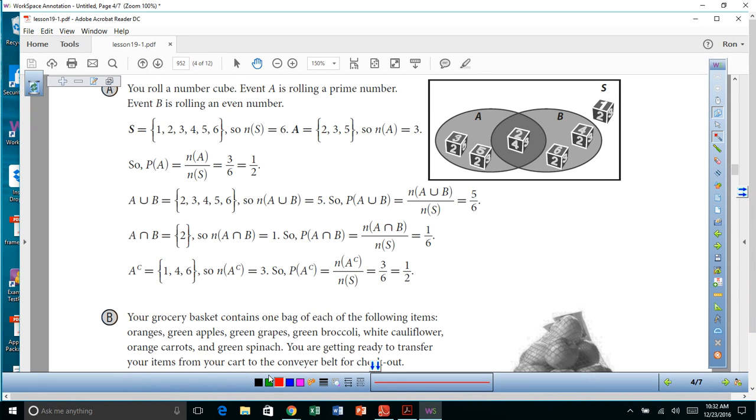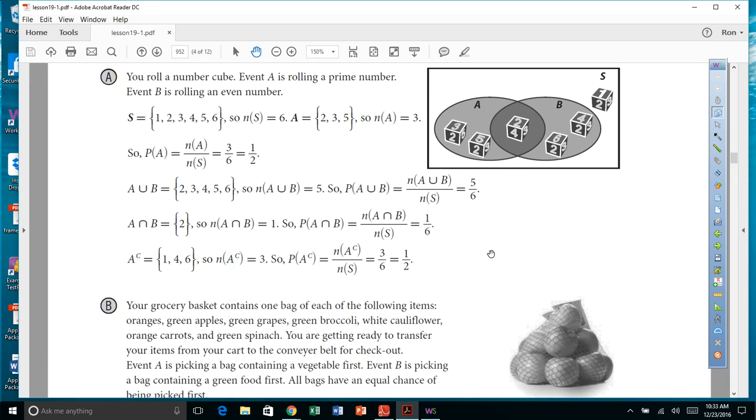So the sample space is 1, 2, 3, 4, 5, and 6. That's each side of the die. A is the prime numbers, that would be 2, 3, and 5. And event B would be 2, 4, and 6. All right, go ahead and read through A, and when you get back, we'll do B together.